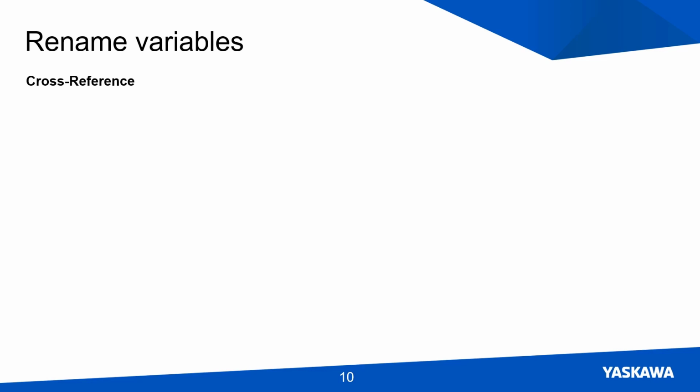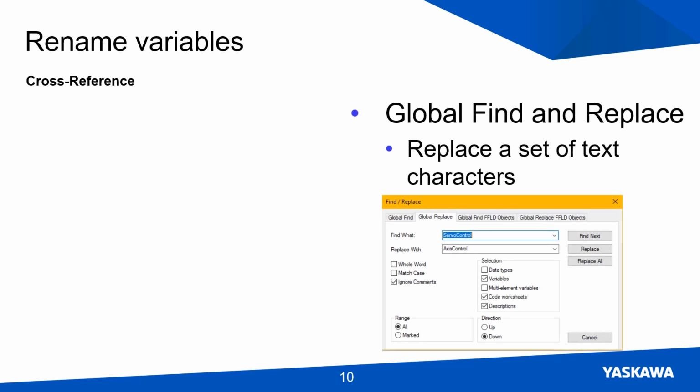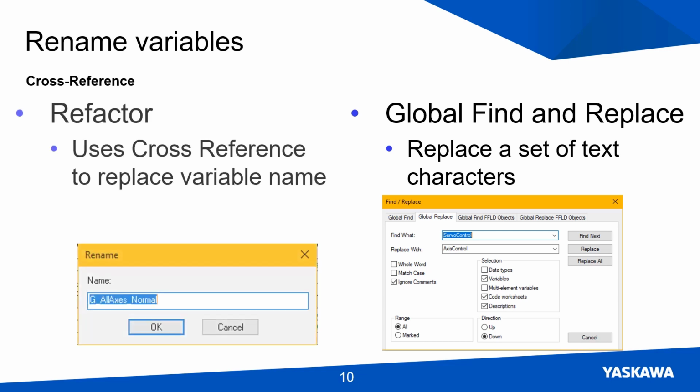When programming, there are times when you, as the programmer, want to change a variable name. Depending on where the variable is used within the project, it can be quite intensive to find and replace the variable name. You could use the Global Find and Replace function under the Edit menu to change the name, but it has the potential to change other variable names within the project that you don't want changed. This is where the Refactor function comes in handy.